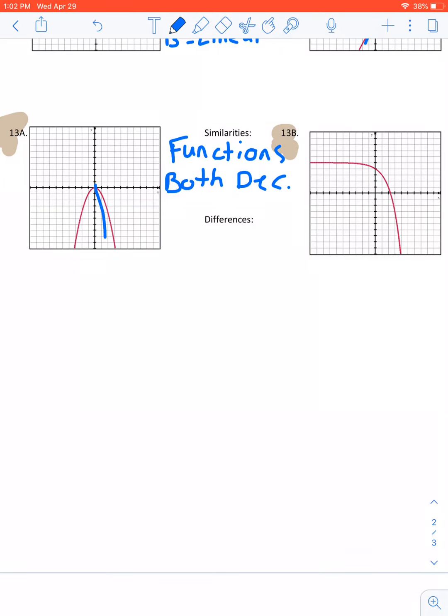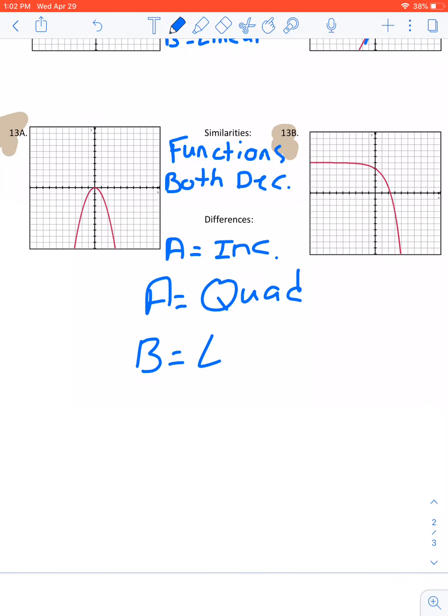This one's decreasing right here on A. This whole thing's decreasing on B. So that would be all I could put there: they both decrease at parts. What's the difference? Well, A also increases. It increases from negative infinity up to 0. And then also A is an example of a quadratic, and B is an example of an exponential. So that would be perfectly fine.